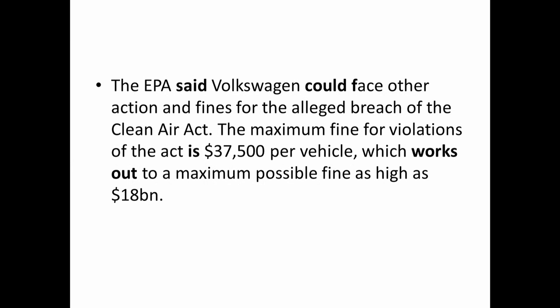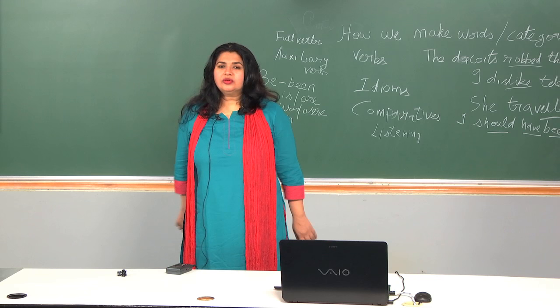Let's look at this. The EPA said, again said is a main verb here. Volkswagen could face other action and fines for the alleged breach of the Clean Air Act. So, could is an auxiliary. The maximum fine for violations of the act is this much US dollars per vehicle, which works out, is a phrasal verb, to a maximum possible fine as high as $18 billion. So, here you have just seen a very good example of a complex piece of writing.